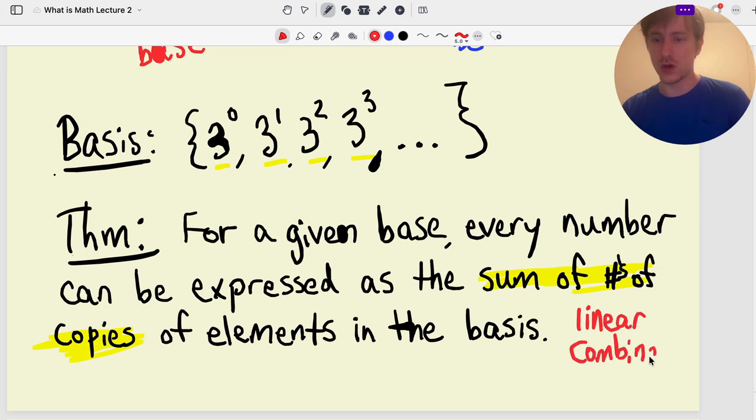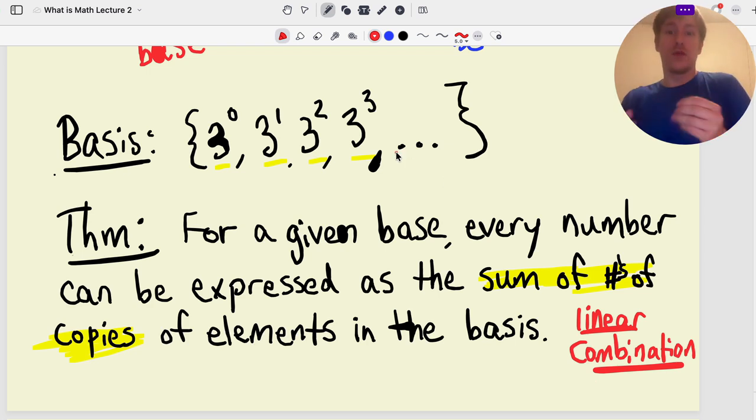So if you've ever heard a linear combination, it means a combination. That means I'm picking this thing here and that thing here and that thing here, but then the linear comes from the number of copies. Okay, so this word goes with the number of copies, and this combination means I'm summing, or combining, or adding all of those together.